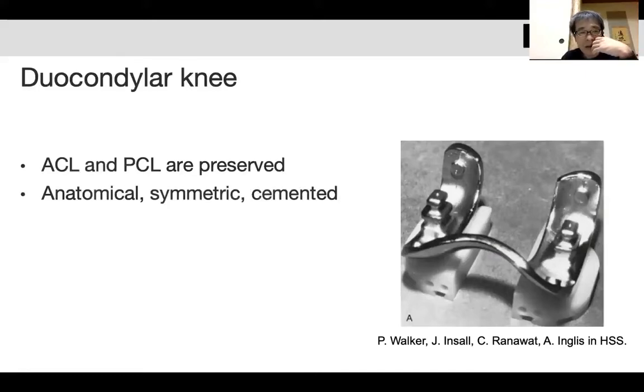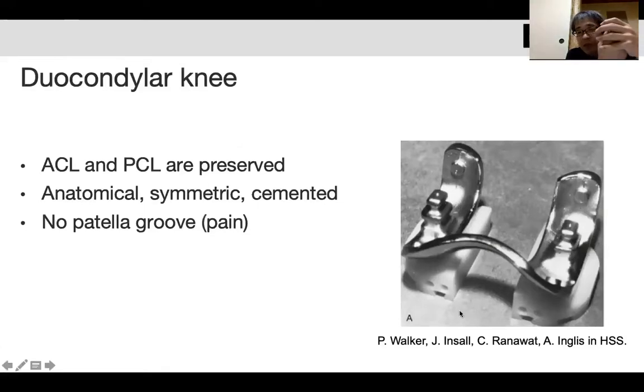It has an anatomical and symmetric shape and is fixed by cement, but there is no patella groove. So sometimes the patella will impinge on this bar, which causes anterior knee pain.